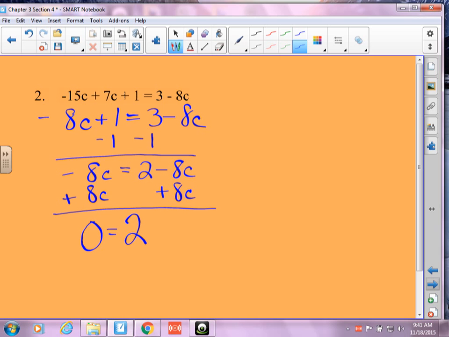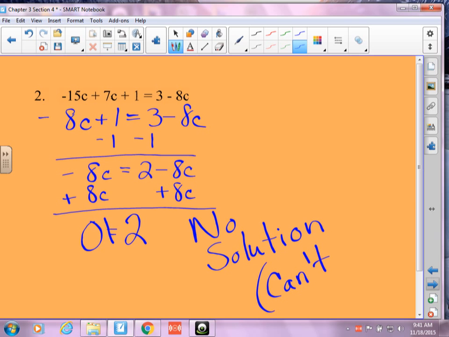Does 0 equal 2? No. So I got rid of all my variables and I got 0 equals 2. Does that work? No. So when you get something like this, you're going to put a line through that and you're going to go, no solution, and you can't check it. You can't because there's no number to check. And you go, Mrs. Levick, what's going on that that's a no solution? That's really weird. You're going to see that later. When we start graphing, you're going to see why.